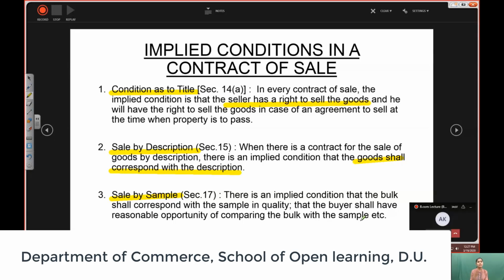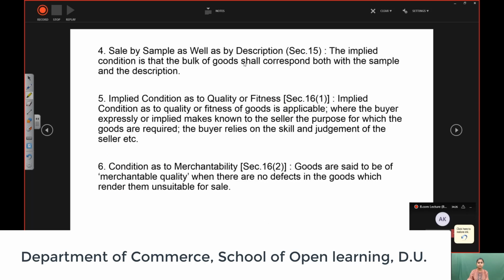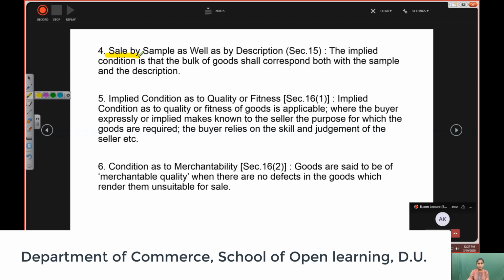The quality of the product should not be changed. You can't show something else and sell something else. Your bulk quality should match the sample quality. And one more thing, the buyer shall have a reasonable opportunity of comparing. He should be given a chance if he wants to compare the bulk with the sample. So moving ahead with the next implied conditions. Next is sale by sample as well as sale by description, Section 15. Whenever you're selling something on the basis of both sample and description, the implied condition is that the bulk of goods shall correspond with both the sample and the description.